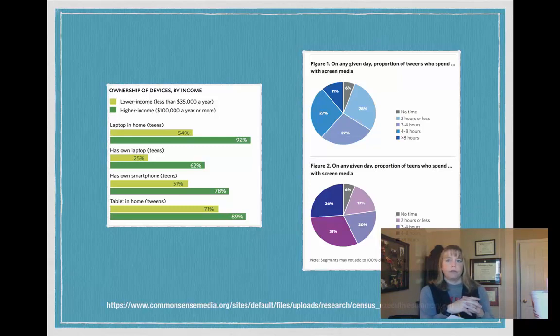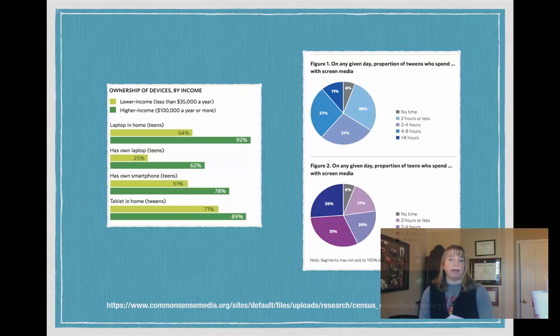The other chart that we see there talks again about the proportion of a day that students spend with screen media. So you can see that teens greater than 8 hours is at 26%. 4 to 8 hours is at 31%. So the majority of students are spending at least 4 hours, if not more, on screen media a day.